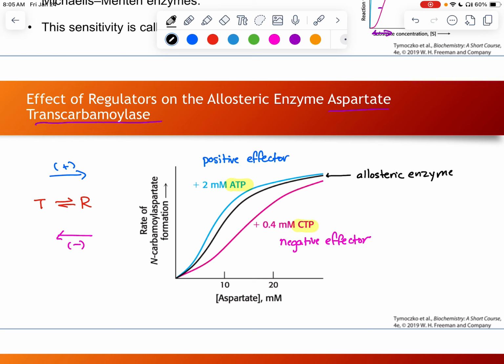Okay, when we added more, just looking at the black, right, when we add more substrate, we see that it shifts our reaction towards the R state because we see that the reaction rate goes up. So allosteric enzymes can control the rate of reaction based on what's in the cell. So not just the substrate, but other things that are in the cell.